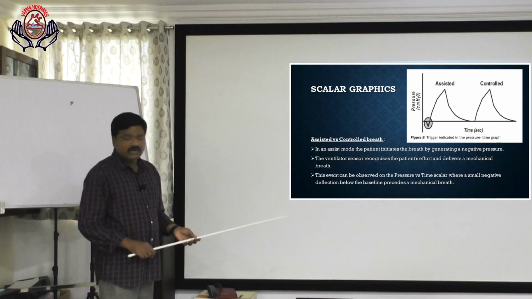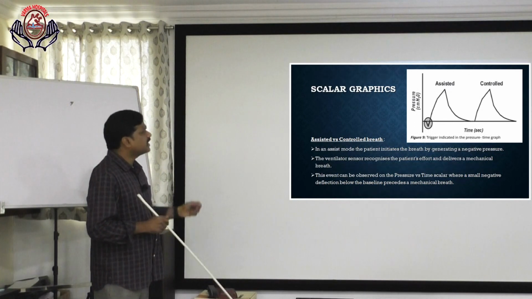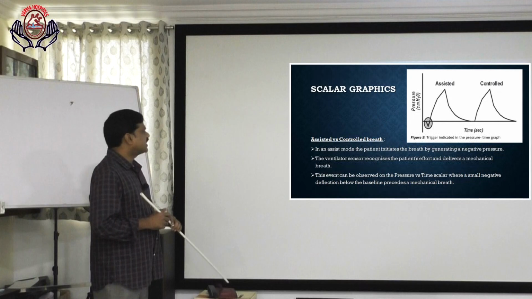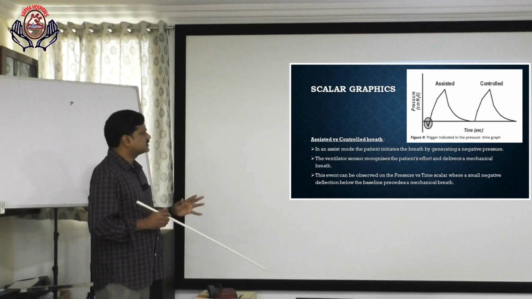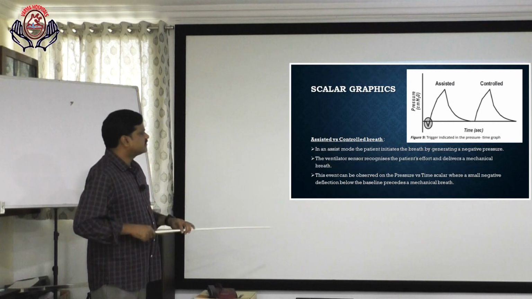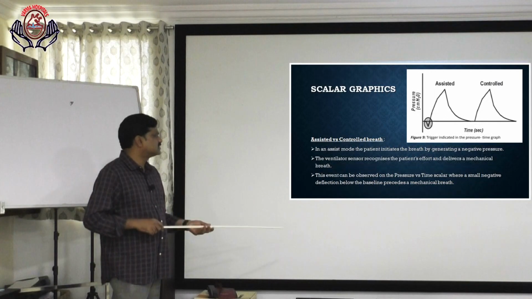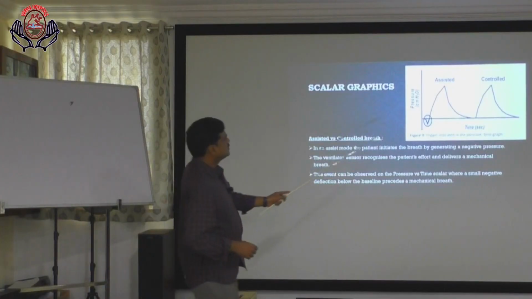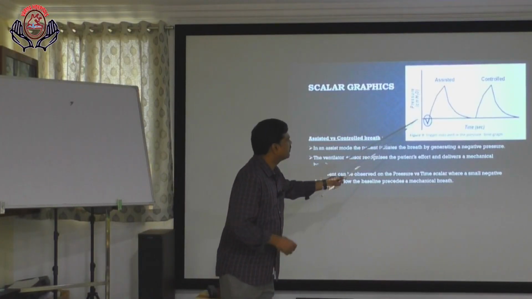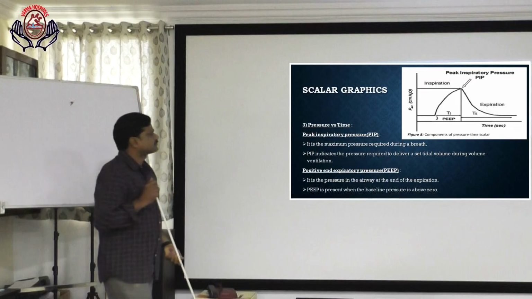Assisted versus control breath. In assist mode, the patient initiates the breath by generating a negative pressure. The ventilator sensor recognizes the patient's effort and delivers a mechanical breath. This event can be observed on the pressure versus time scalar, where a small negative deflection below the baseline precedes a mechanical breath. This is the assisted breath, patient effort, and this is the mechanical control breath.